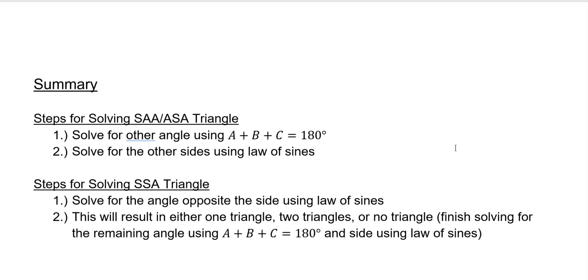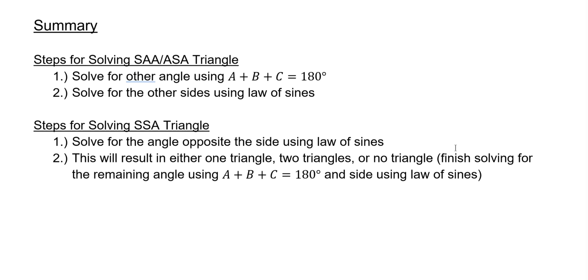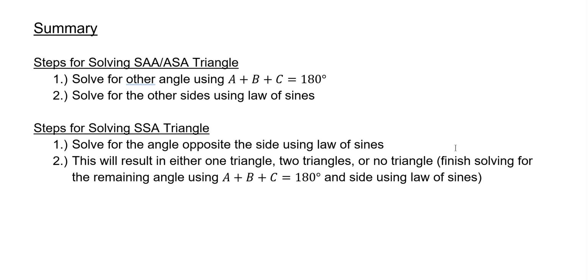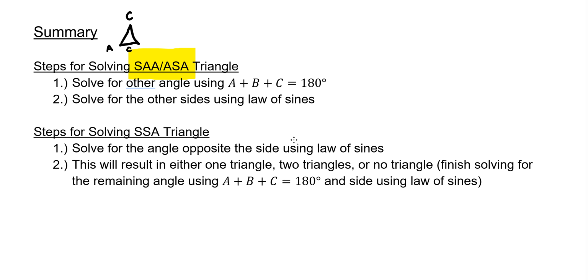All right, so just for a quick little recap, we just did the area, so I'm not going to recap that because we just talked about it a second ago. But we had two types of triangles. Technically, we had three types: a side angle angle and an angle side angle, and then a side side angle. The reason why I think about these as two instead of three is because for these first two, side angle angle and angle side angle, you solve them the same way. You solve for the other angle using A plus B plus C equals 180 degrees, and then solve for the other sides using law of sines.